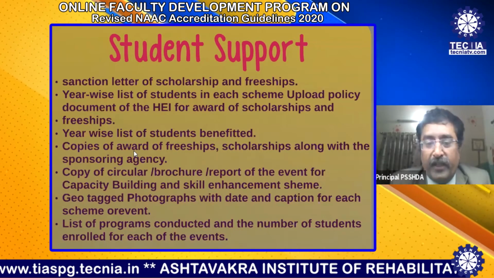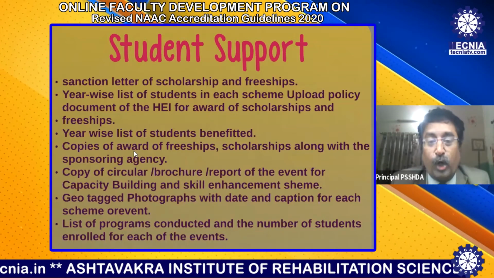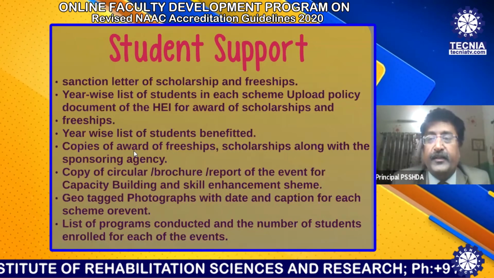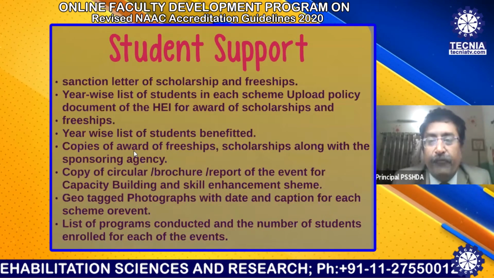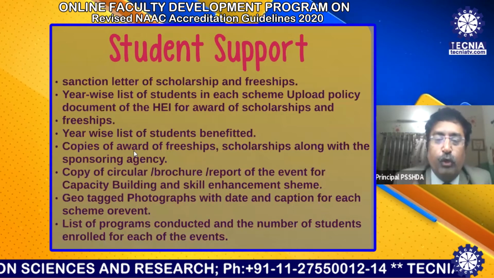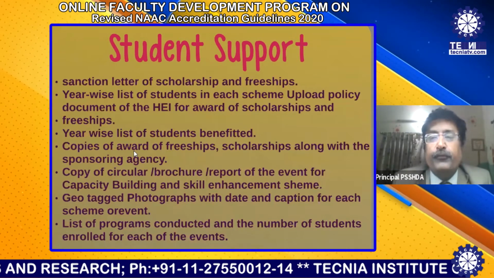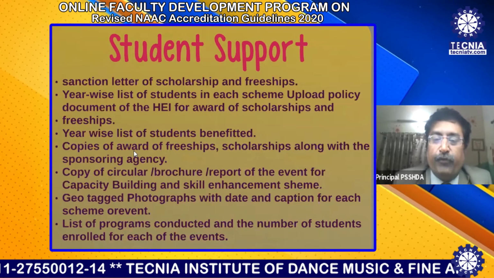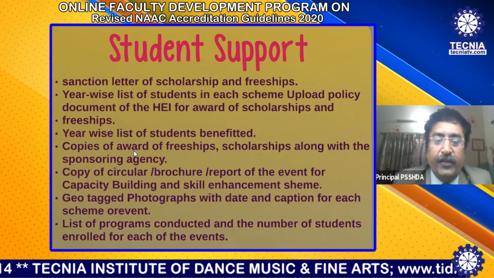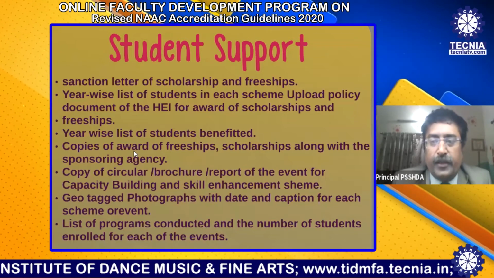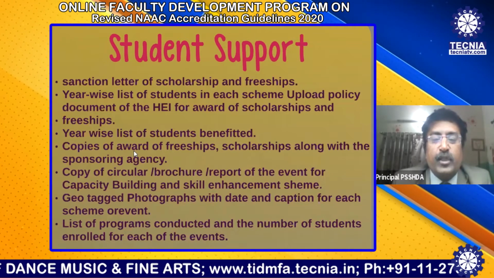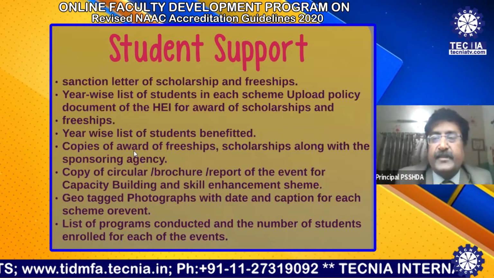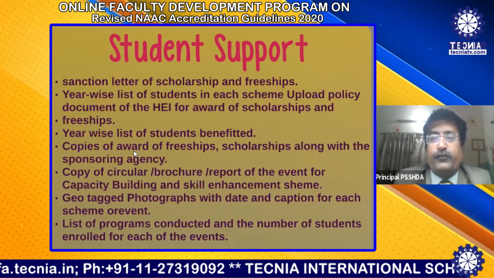Number one, circular for the event. Number two, if you have prepared a brochure of the event, then the number of students who registered for the event, then the photographs of the events, and finally the report of the event. So everything you have to keep ready for every activity you have conducted at your institute. Even in some cases where you have arranged your program in some halls or seminar halls, then you need to keep the photographs ready with date, caption given, and they must be geotagged photographs ready with you to fill up all the things. And finally, the list of programs conducted and number of students enrolled in each of your activities. If these documents are ready, then you can easily fill up the first part of criterion 5, that is student support.